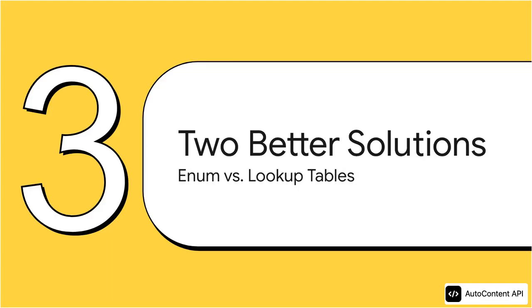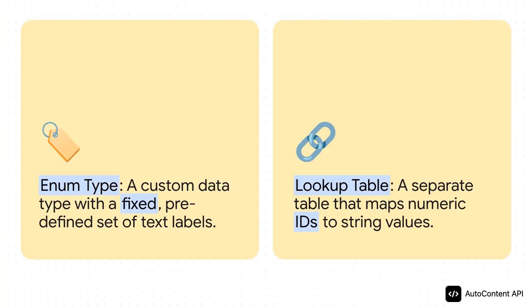Okay, so if the simple way is so full of problems, what should we be doing instead? Let's meet the two main contenders for a much, much better and more scalable solution. All right, on the left, we've got something called an ENUM type. The best way to think about this is like you're creating your own special data type right inside the database, a type that only knows about your specific list of values. Then on the right, we have the classic lookup table. This is a tried and true database pattern where you just make a separate tiny table to hold your statuses, and then you refer to them with a number, like an ID.